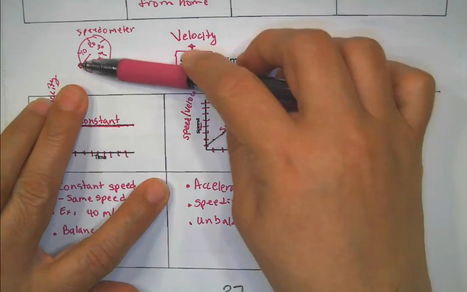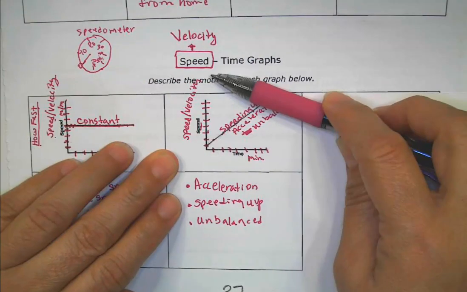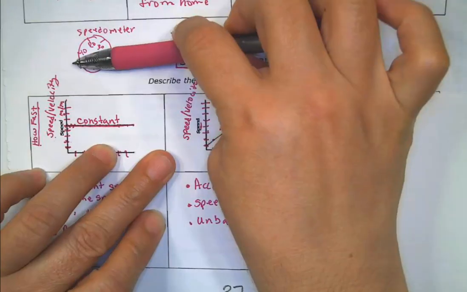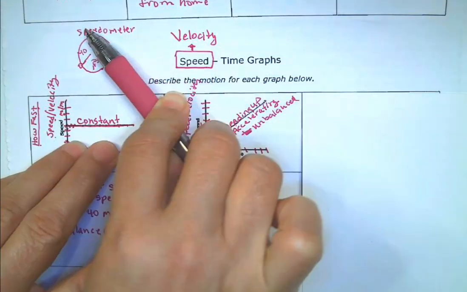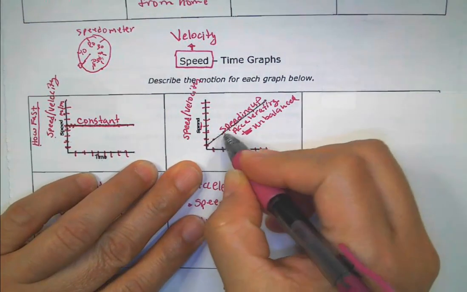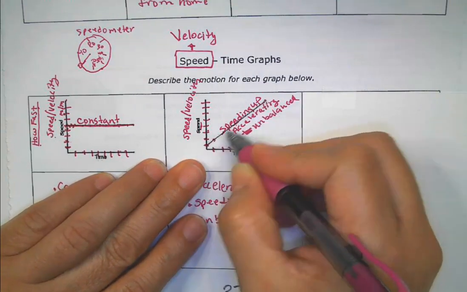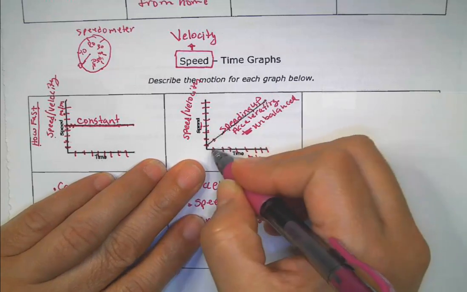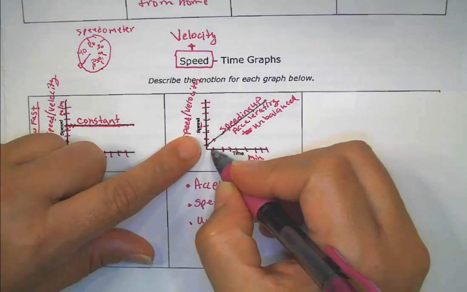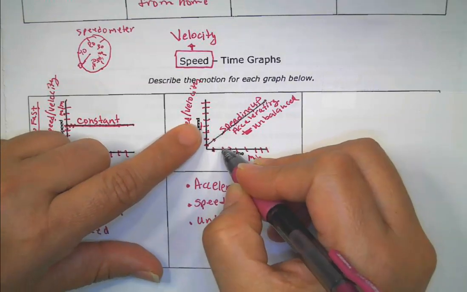So as I say 10, 20, 30, 40 meters per minute, my speed is increasing. It's going 10, 20, 30, 40, 50, 60, 70, 80, 90. So as we move up along this line, we say the object is accelerating, speeding up. Because at 1 minute it's going 10, another minute, now it's going 20.